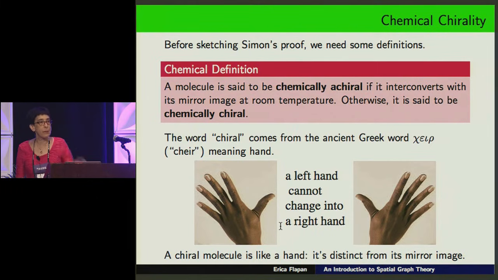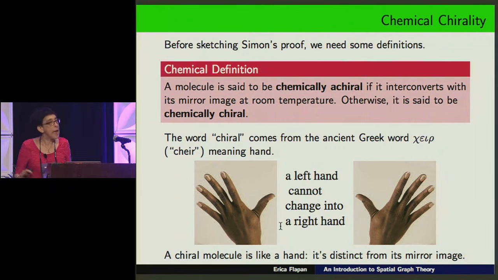But the problem is nobody ever remembers it, and the reason they don't remember it is because of the letter A. So everyone is used to the letter A meaning not. So for example, if one person's political and another person is apolitical, the apolitical person is not political. So we expect these definitions to be the reverse. We expect chiral to mean it's the same as its mirror image, and achiral to mean it's not the same.